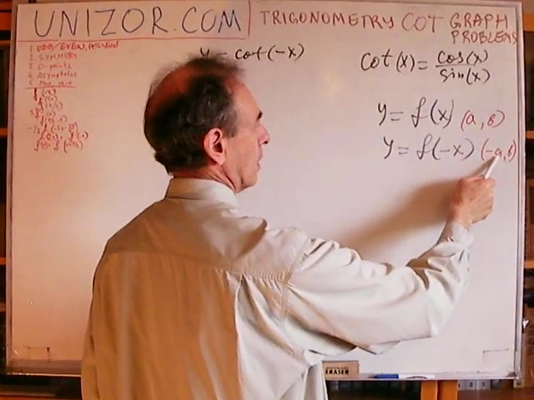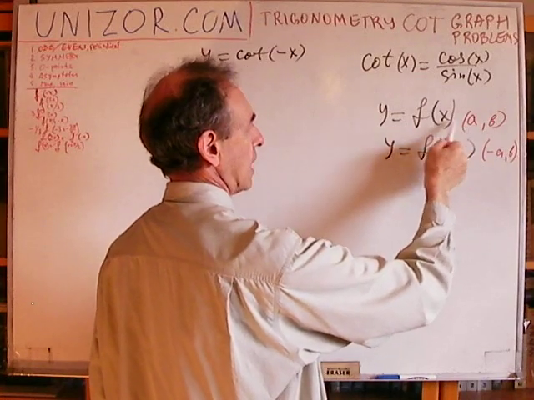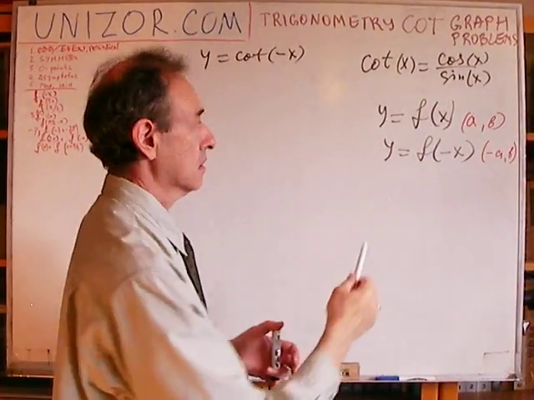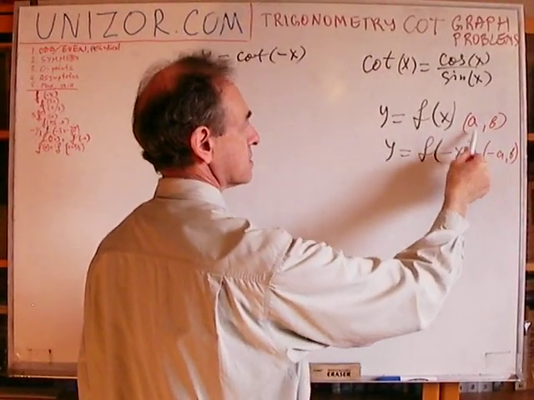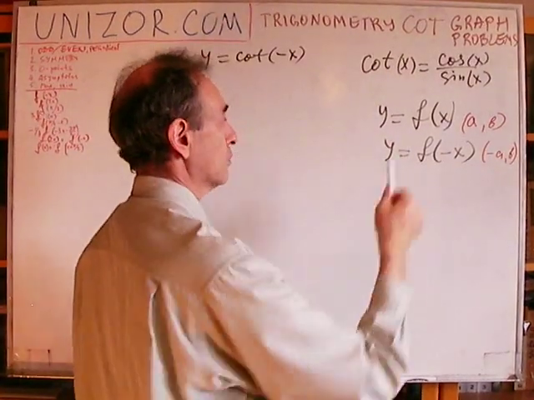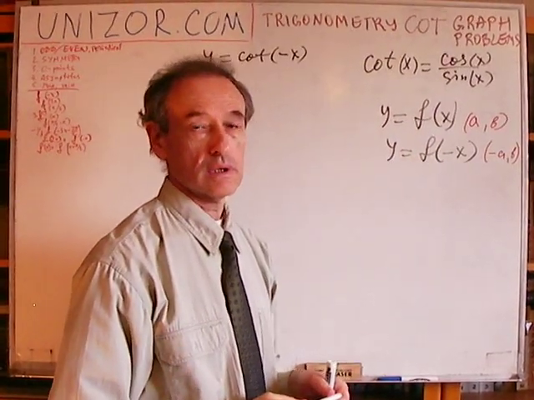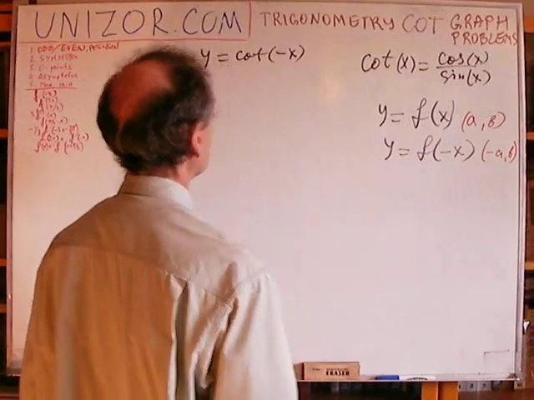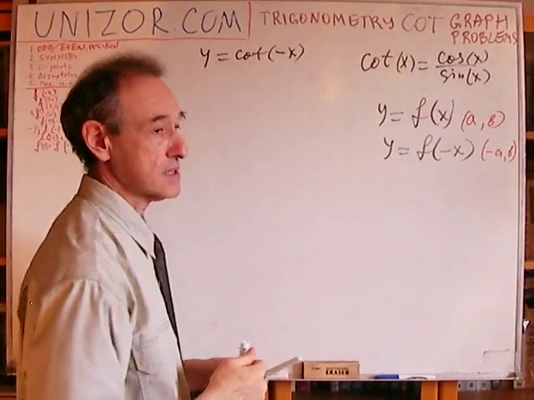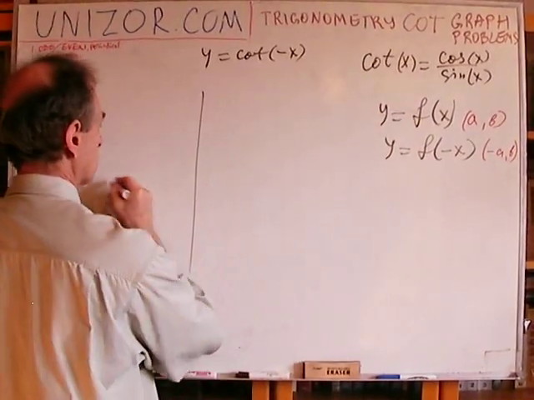Because obviously if you substitute minus a into x, you would have the same as if you substitute a into this function. So these two points are symmetrical relative to the y-axis, because the ordinate is the same, b, but the abscissa is changing the sign. So basically the graphs are symmetrical relative to the y-axis. For every point of this graph, there is a point symmetrical relative to the y-axis in the other graph. So, if I know the graph of the cotangent, I will know the graph of the cotangent of minus x just by symmetrically reflecting it relative to the y-axis. So, let me start from the cotangent.